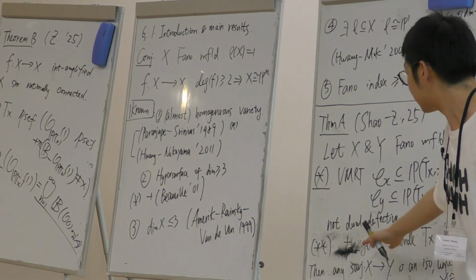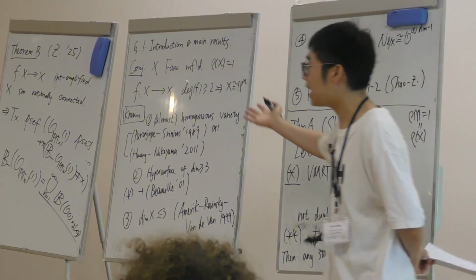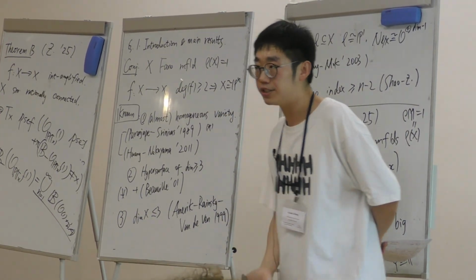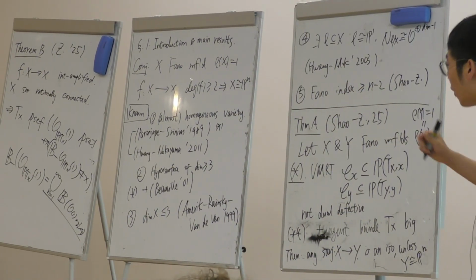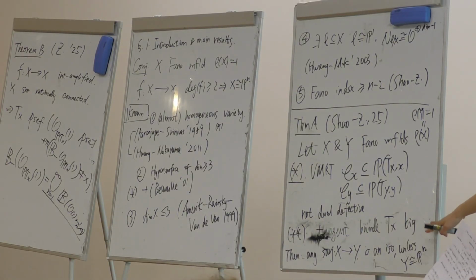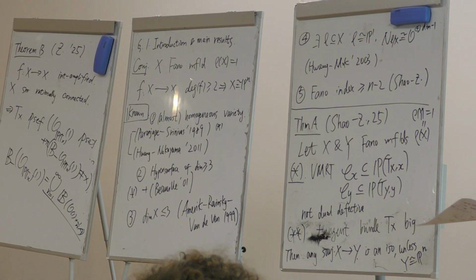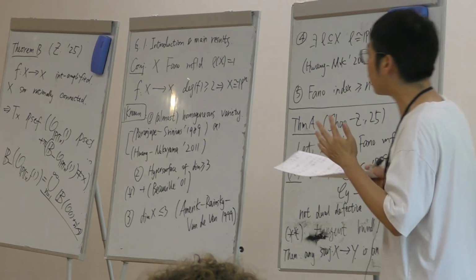So for theorem A, we assume the tangent bundle is big. Then we somehow obtain this positive answer for this conjecture. But why do we need to assume this assumption 2? Initially it's a very strong assumption.